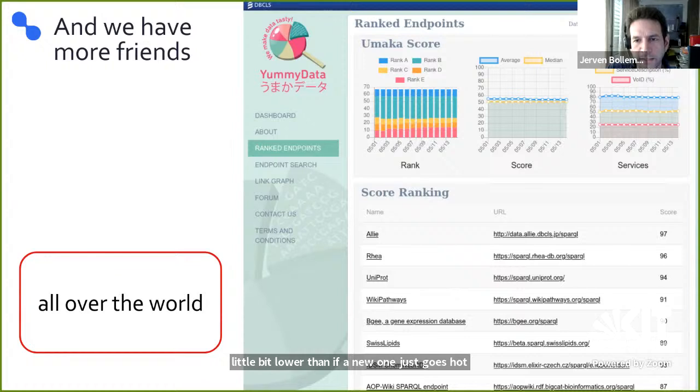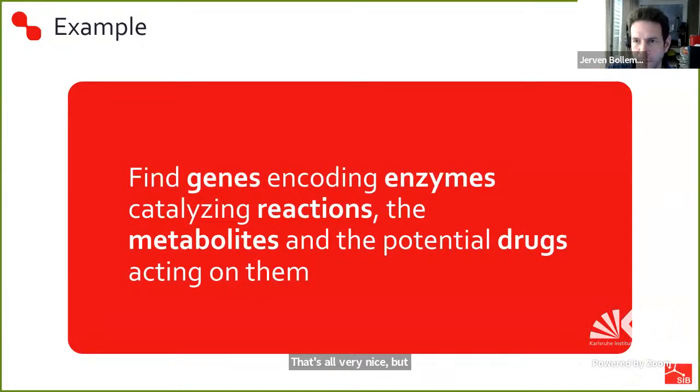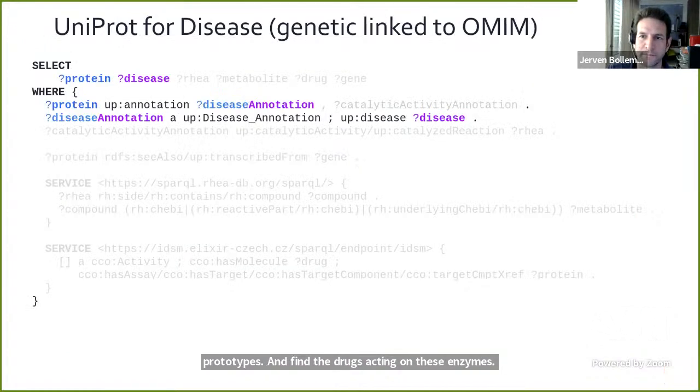So that's all very nice, but can you show me an example? Yes. This might be a question that a researcher has, and it's quite a unique one. Do you want to find the genes encoding enzymes, where the enzymes catalyze reactions, of which the metabolites, and find the drugs acting on these enzymes? Okay, let's try it with a SPARQL query.